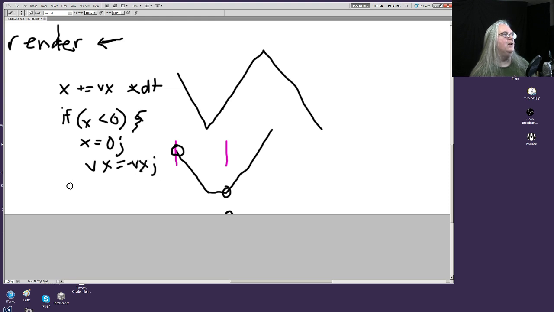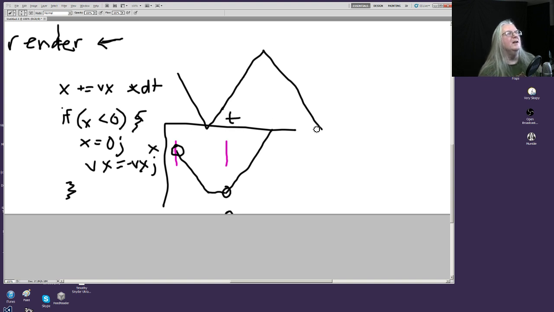Okay, it's all well and good. So hopefully that makes sense, right? This is saying move along here, snap back to this point, and reverse. So this graph is a graph of x versus t. Okay, so in some games that's acceptable.